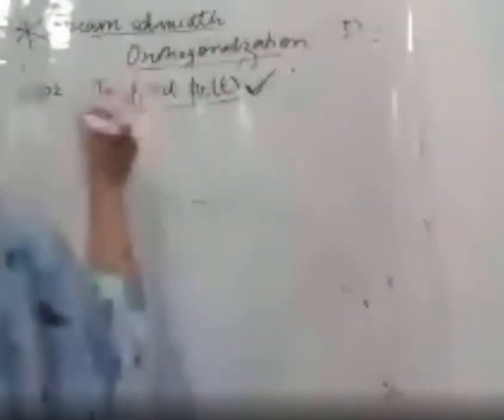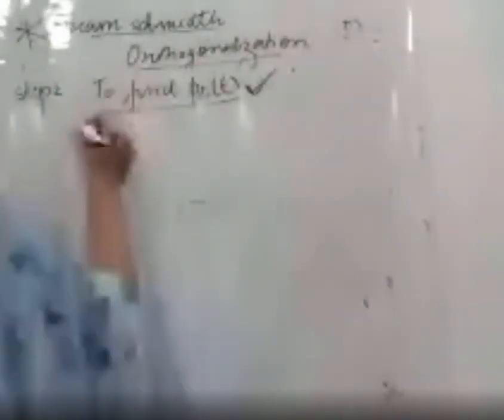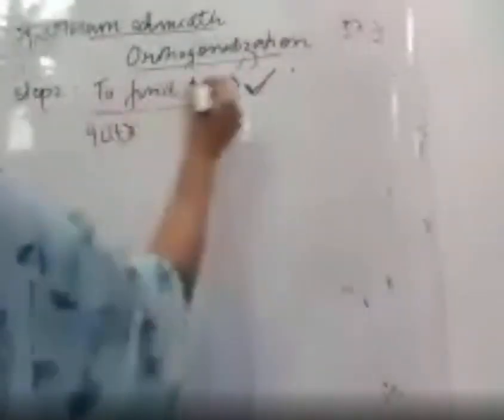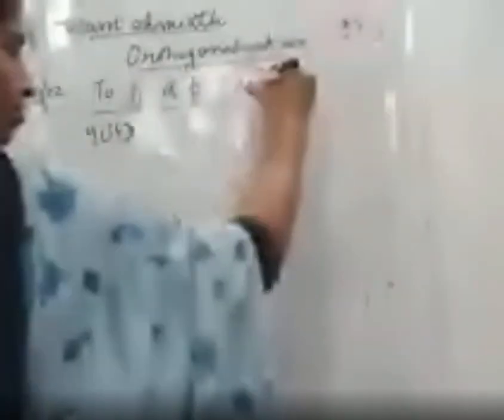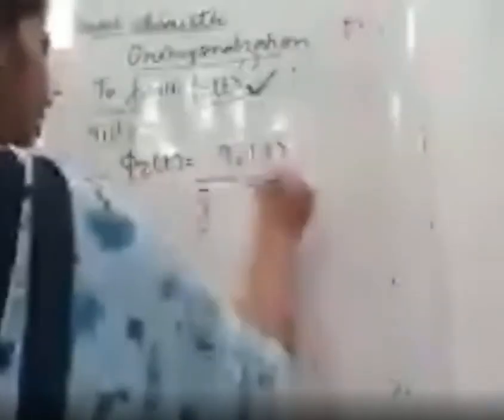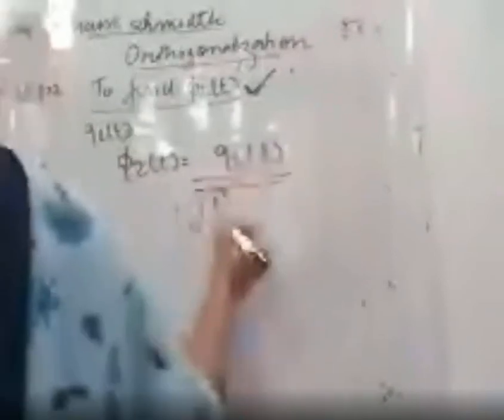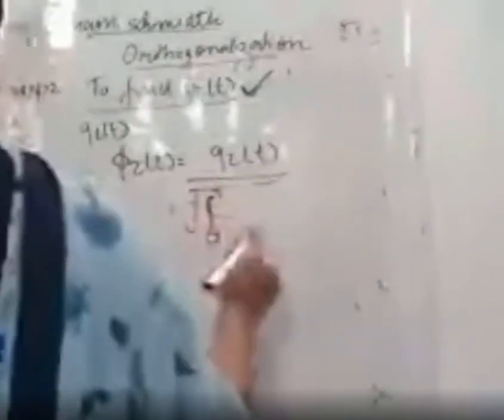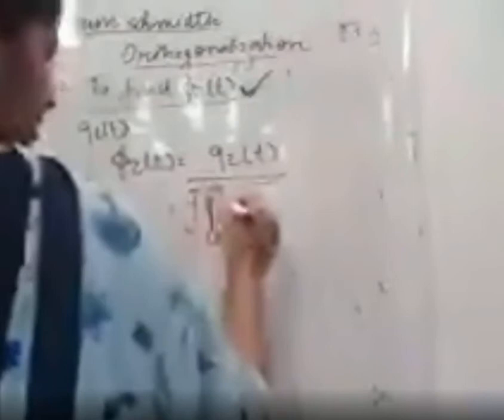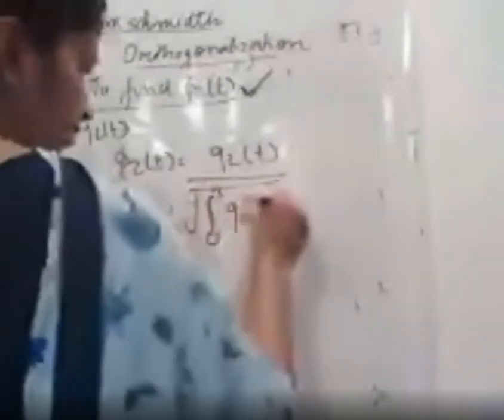സോ നമുക്കിപ്പോ G2 of t കിട്ടിക്കഴിഞ്ഞു. ഇനി നമുക്ക് from G2 of t we can find our phi 2 of t. But G2 of t divided by 0 to t integral 0 to t dt. ഇതാണ് നമ്മുടെ phi 2 of t. അപ്പോൾ phi 2 of t കണ്ടുപിടിക്കാൻ ആദ്യം നമ്മൾ പ്രൊജക്ഷൻ കാണണം.